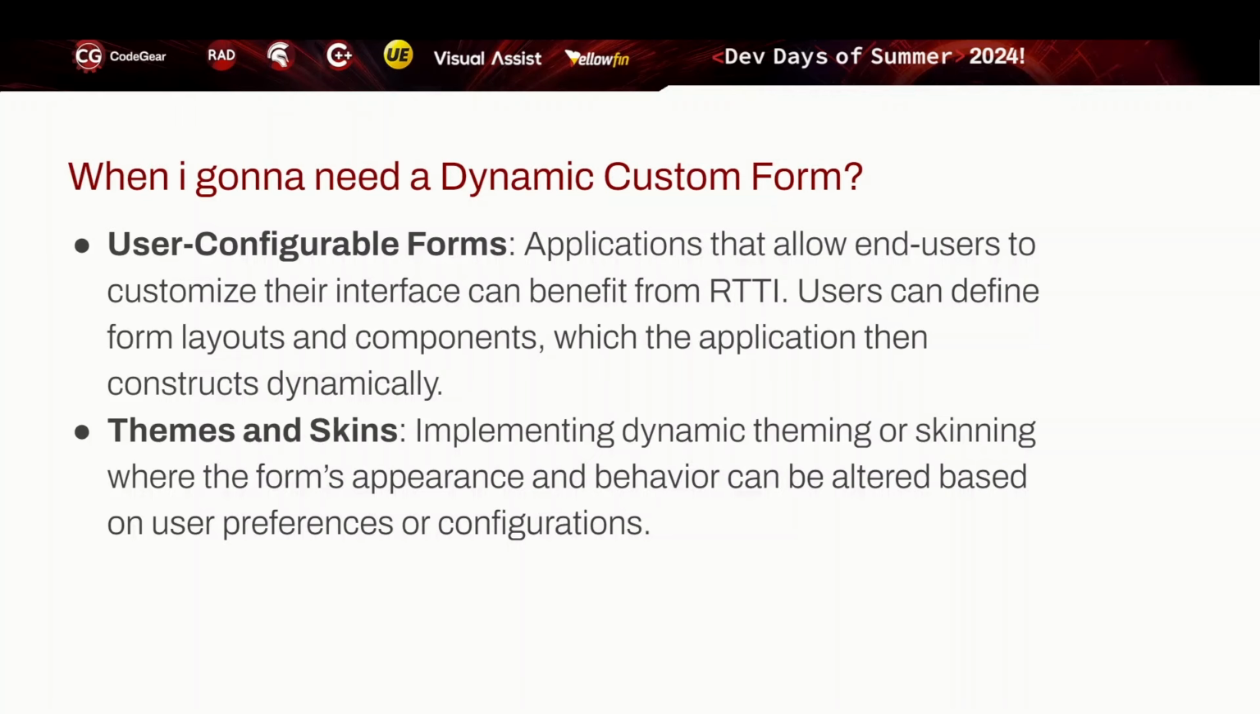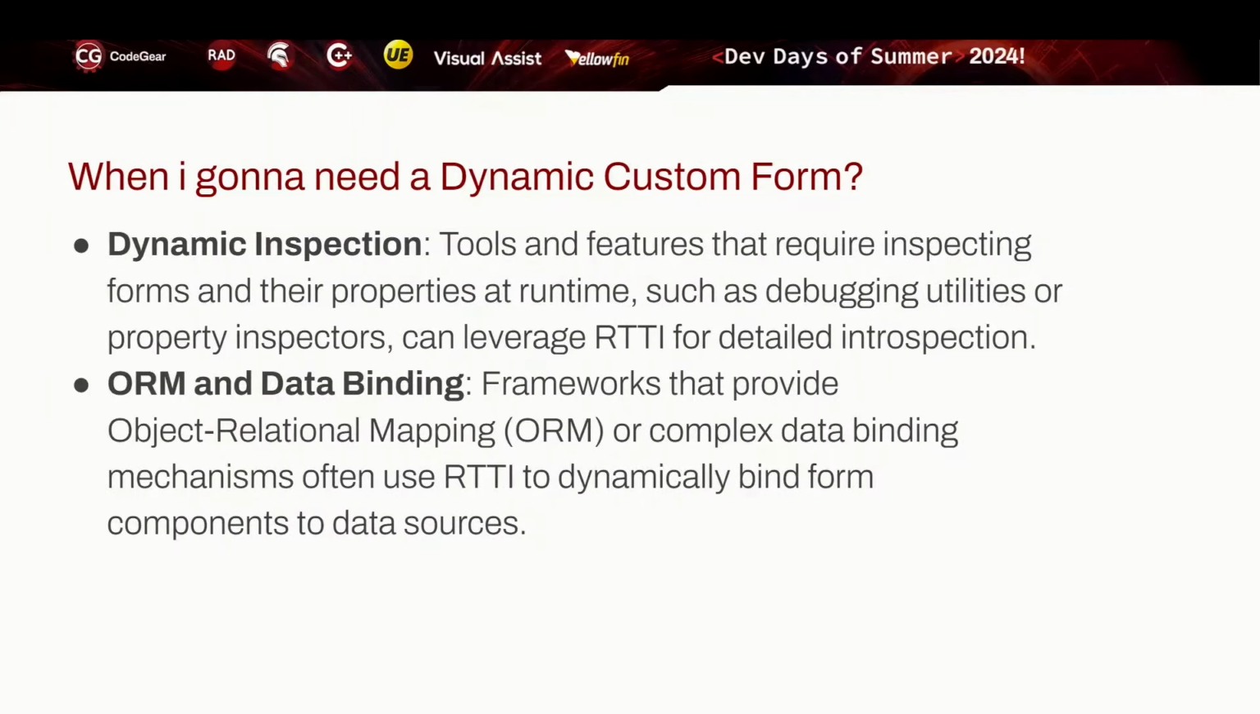Themes and schemes. Implementing dynamic themes or schemes where the form appearance and behavior can be altered based on the user preference or configurations is another situation where you can use a dynamic custom form. Dynamic inspection. Tools and features that require inspecting forms and their properties at runtime, such as debugging utilities or property inspectors, can leverage RTTI for detailed introspection.